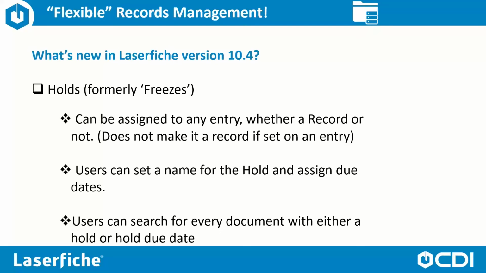And they can be assigned to any entry, whether it's a record or not. If you have the records management edition, that would be the prerequisite, you could put a hold on a document or a folder that's not a record, and it does not make it a record if it is assigned a hold. You can use that basically as a search, if you want to think of it that way, when you are putting a hold on a non-record type entry. But most of the time, you're probably going to be assigning holds on some kind of records.